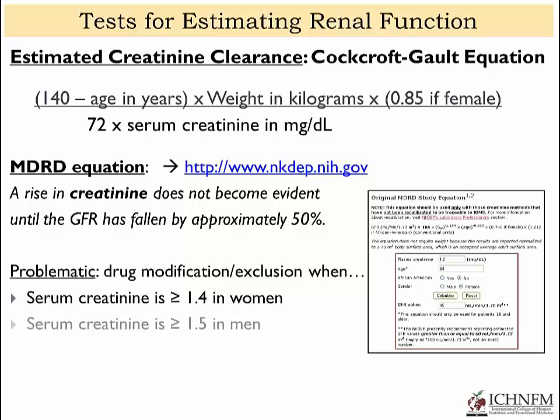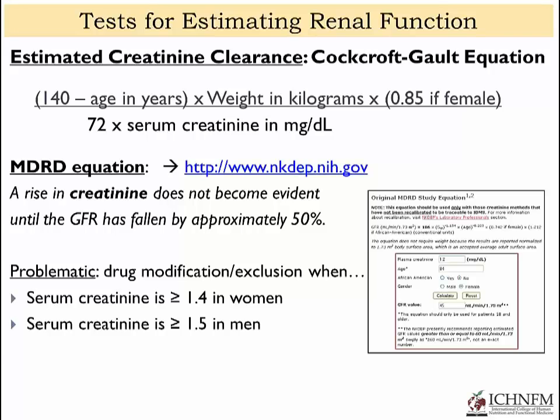Another way that we can look at kidney function is simply by looking at the serum creatinine. When we get a chemistry or metabolic result back, it will of course report the serum creatinine. And anytime we see that number above 1.4 in a woman or 1.5 in a man, there's a problem. Now, really, clinically, 1.4 and 1.5, those are actually pretty high values. But it is at those levels that we need to start modifying patients' diet and taking them off certain drugs.